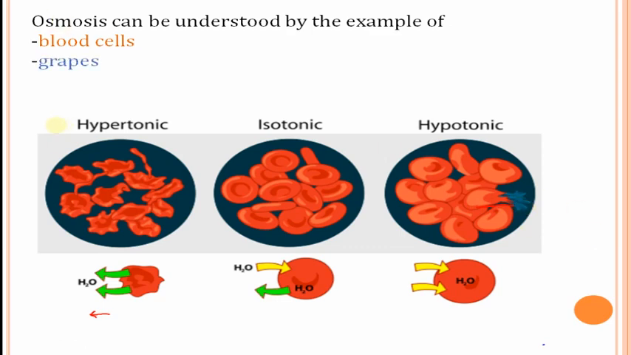Next is grapes. You can do the experiment. You can take the grapes and you can put it in hypertonic solution and hypotonic solution and in the isotonic solution. Okay. And then tell me what is your results. And the last is raisins. So with these three examples, we can understand the process of osmosis. Now let's understand the phenomenon of plasmolysis.